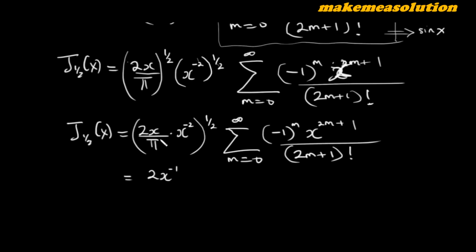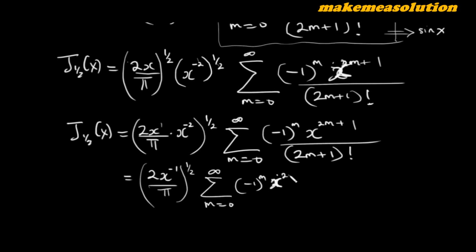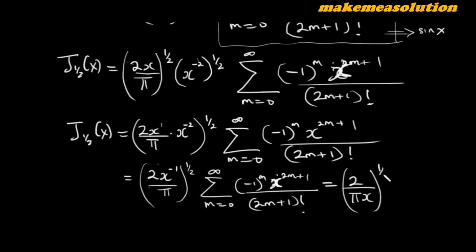So you now observe that this will translate to 2x minus 1. So x^(-1) times x to the minus 2 will give you x^(-1) over pi. Then you now have 1 over 2. Then you now have summation m from 0 to infinity of (-1)^m x^(2m+1) all over (2m+1) factorial. So this is still the same thing as, if you rearrange this with law of indices, you get 2 all over pi x raised to the power of 1 over 2. Then from the power series expansion of sine x, you replace it with sine x.